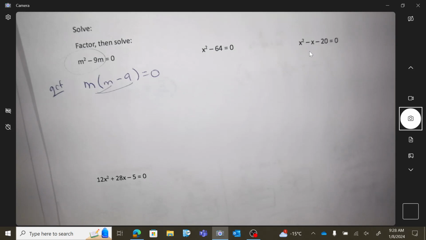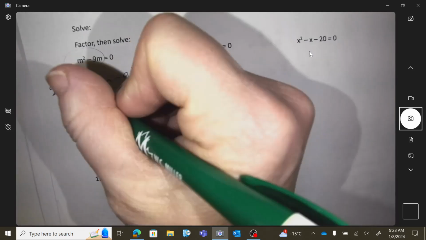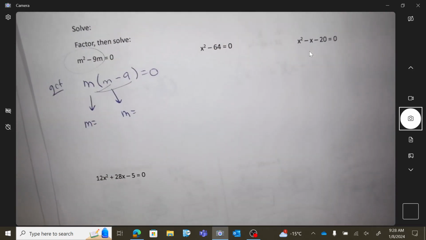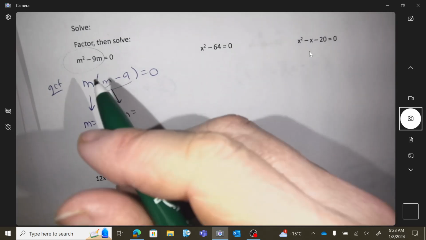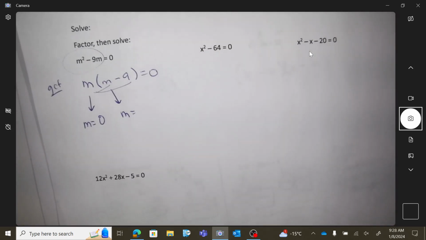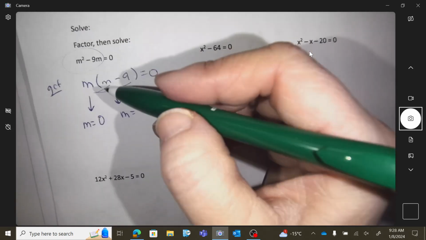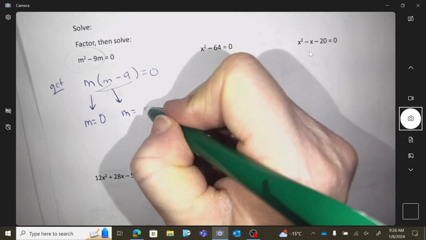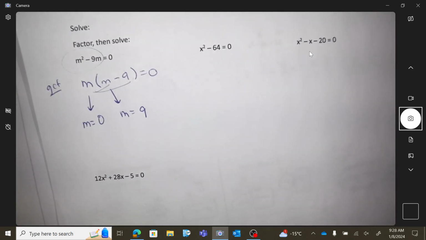Okay, so there's 2 multipliers, and I'm trying to make each multiplier 0. So if I wanted the first multiplier to equal 0, M would have to equal 0. And then if I wanted the second multiplier to be 0, M would have to be positive 9, because 9 minus 9 is 0.